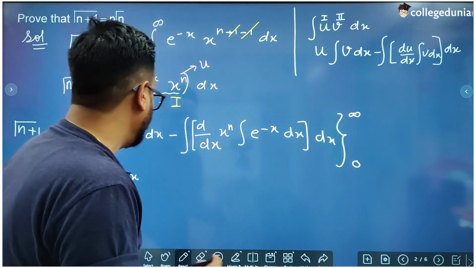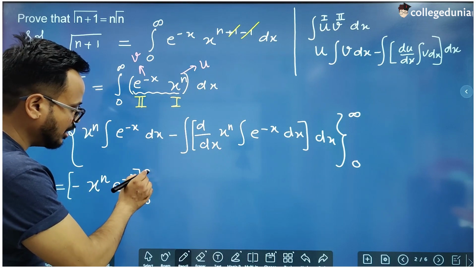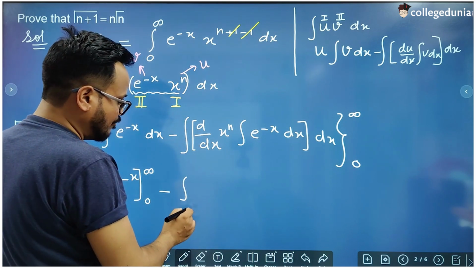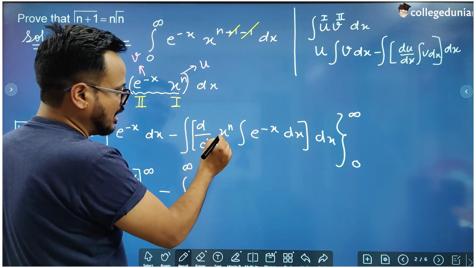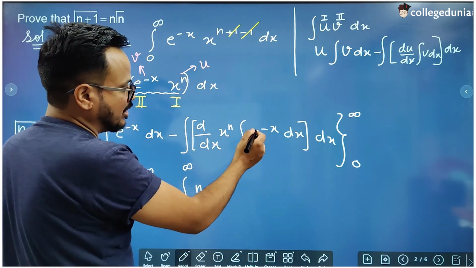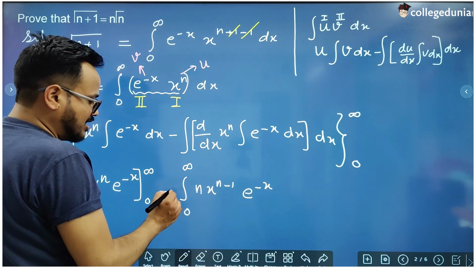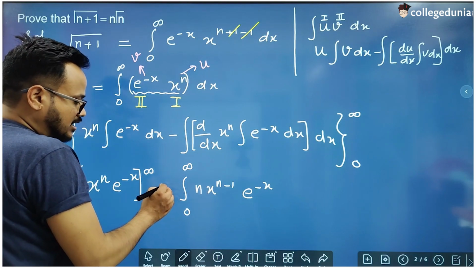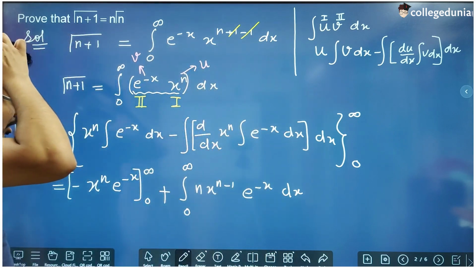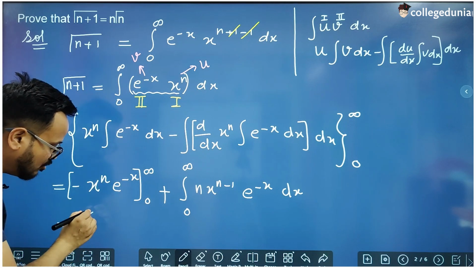Now let's take this limit on this, which is 0 to infinity, minus take this limit on this also, 0 to infinity. Derivative of x to the power n is n x to the power n minus 1, and integral of e to the power minus x is e to the power minus x into minus 1. That minus 1 gets multiplied here and it becomes plus 1 into dx. Okay, this is a standard result in limits, and its value is 0.